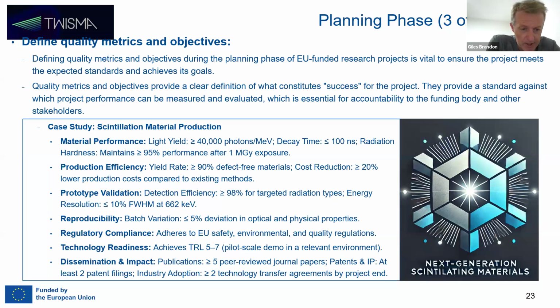And then lastly, dissemination and impact, which the Commission places lots of importance on. Maybe we'd be saying we aim to publish at least 5 peer-reviewed journal papers by the end of the project. We aim to have a certain number of patents, at least 2. Industry adoption, maybe we aim to have at least 2 tech transfer agreements in place by the time the project ends.